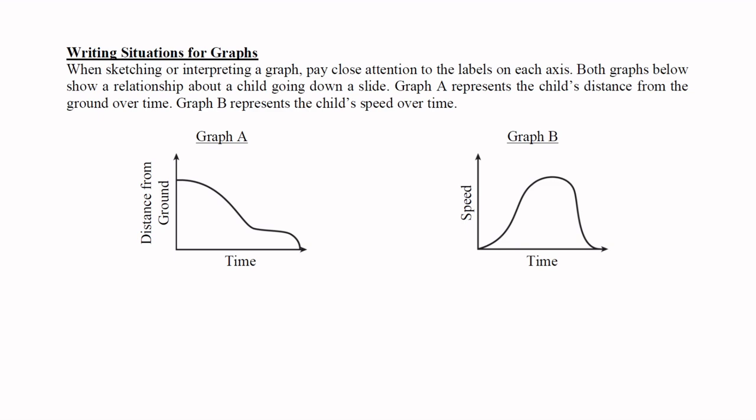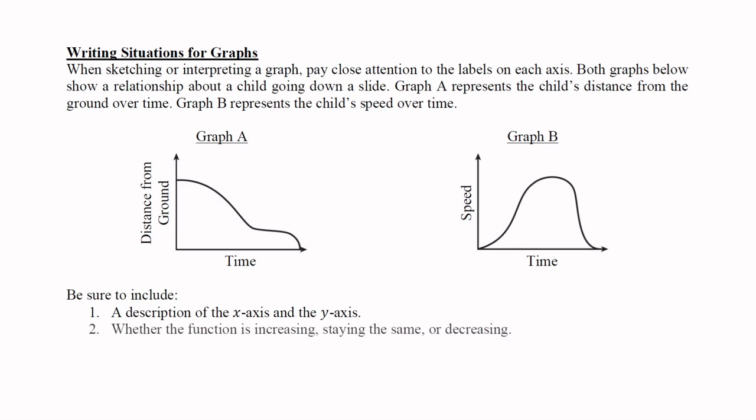So you have to pay close attention to the labels on the axis to see what you are interpreting. Be sure to include a description of the x and y axis when you're writing situations for a graph, and whether the function is increasing, staying the same, or decreasing. You also need to include any change in the graph.